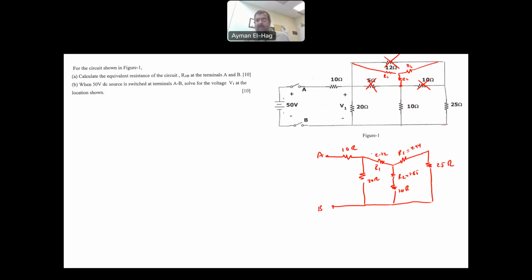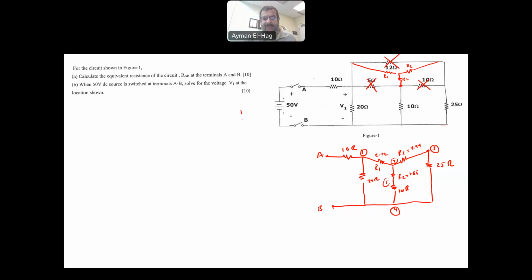Now, let me number the nodes again. This is node number 1, number 2, number 3, this is number 4, and this is number 5. So clearly R3 and the 25 ohm are in series. Why? Because they share node 3 and nothing else shares that node. So I connect these two resistors in series.